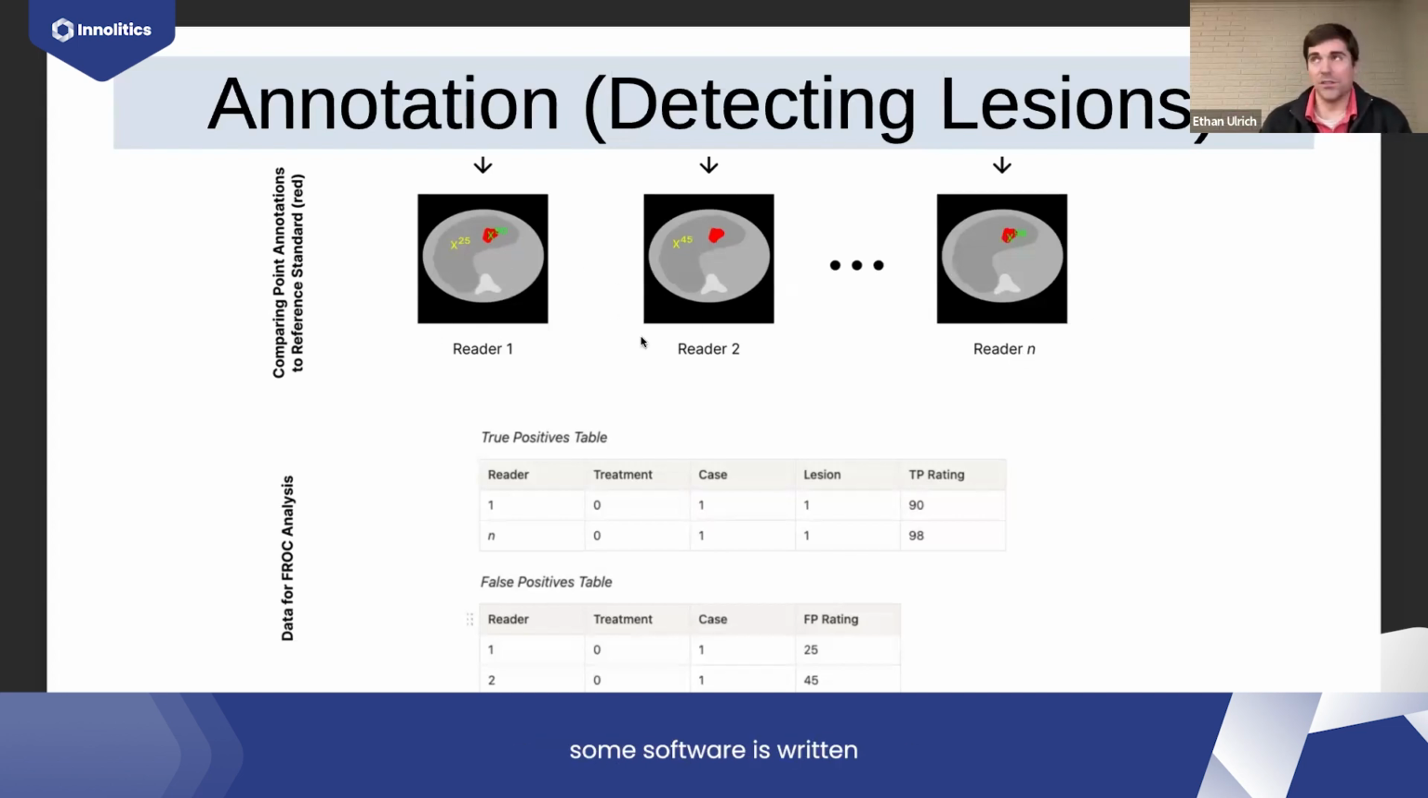Typically, some software is written to capture those detections and associate them as true positives or false positives. And those will be captured in something like a spreadsheet that will be input for the analysis software. And that's what this might look like for this situation here. Long story short, just associating what the readers marked with the ground truth and determining if it's a true positive detection or a false positive detection, and making sure that they have a rating associated with their detection.